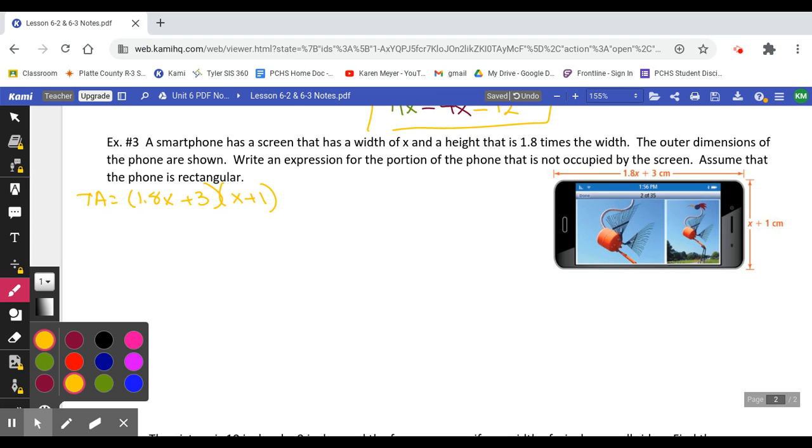So once again, if we're multiplying two parentheses together, we've got to make a box. So here's my box. 1.8x and 3 on the top, x and 1 on the side. Go ahead and multiply those together, and you're going to come up with 1.8x squared, 3x, 1.8x, and 3. Then combine like terms, so you get 1.8x squared plus 4.8x plus 3 for your total area.